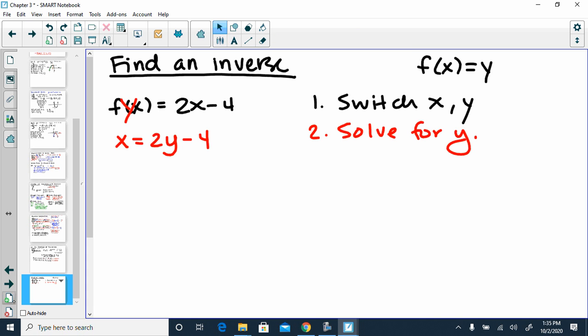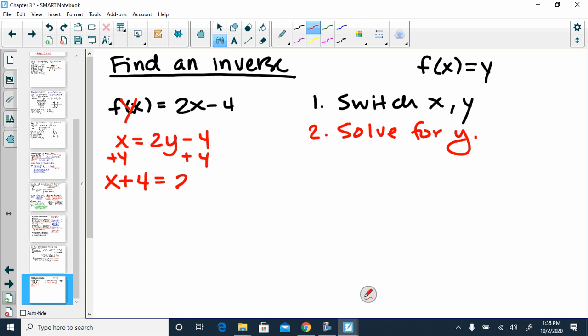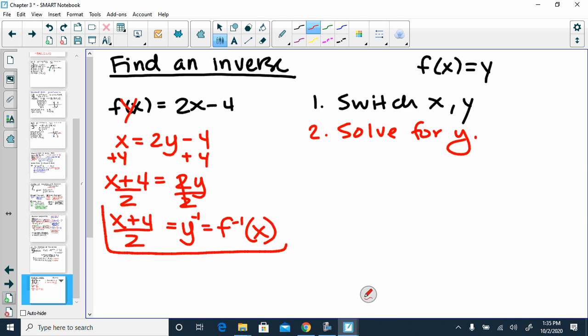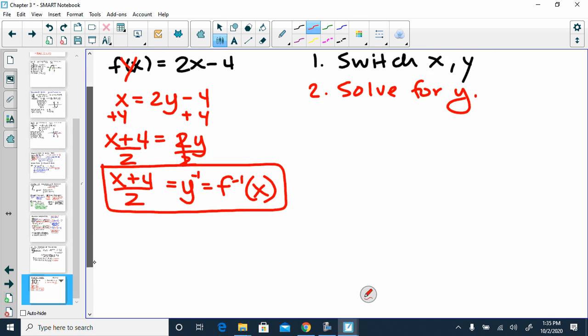Okay? So now that I solve for y, I'm adding 4 to both sides, and that just becomes x plus 4 equals 2y. Divide by 2, and you end up with y equals x plus 4 over 2. That result is your inverse. Okay, so we call that f negative 1 of x, not f of x, because f of x is not there. You should be able to look at it. You should see opposite operations. Instead of times 2, you should see divide 2. Instead of minus 4, you should see add 4. But the steps are to switch x and y, solve for y. That result will be your inverse.